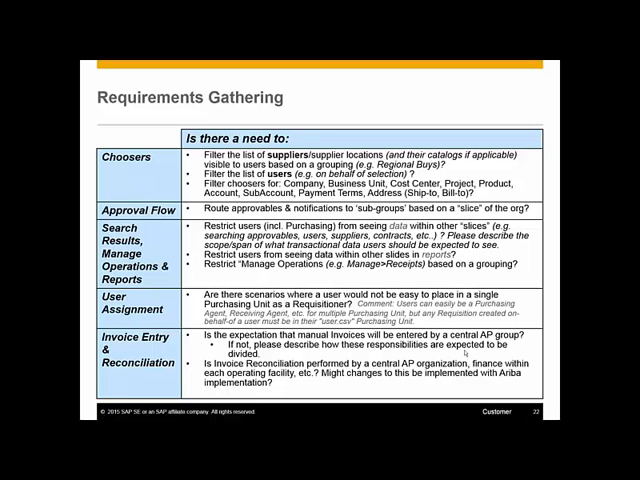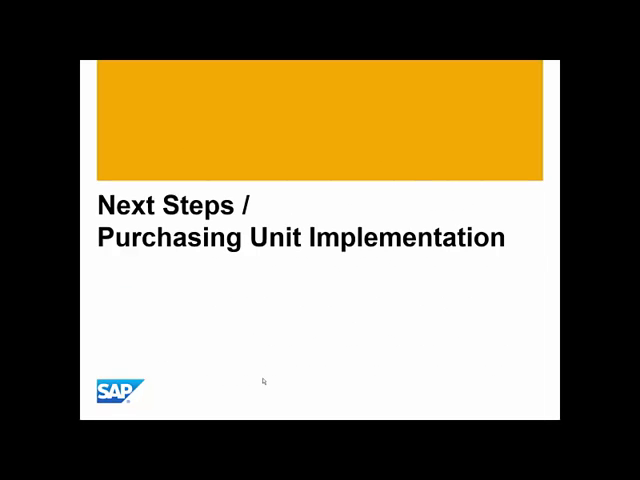That way, different people in the different accounts payable groups would be responsible for keying in different types of invoices. Likewise, for invoice reconciliation, if it is a central function, we may not need purchasing units. If it is not a central function, it may be something to consider to make sure that the appropriate people are doing the appropriate reconciliations. So a lot of food for thought there.